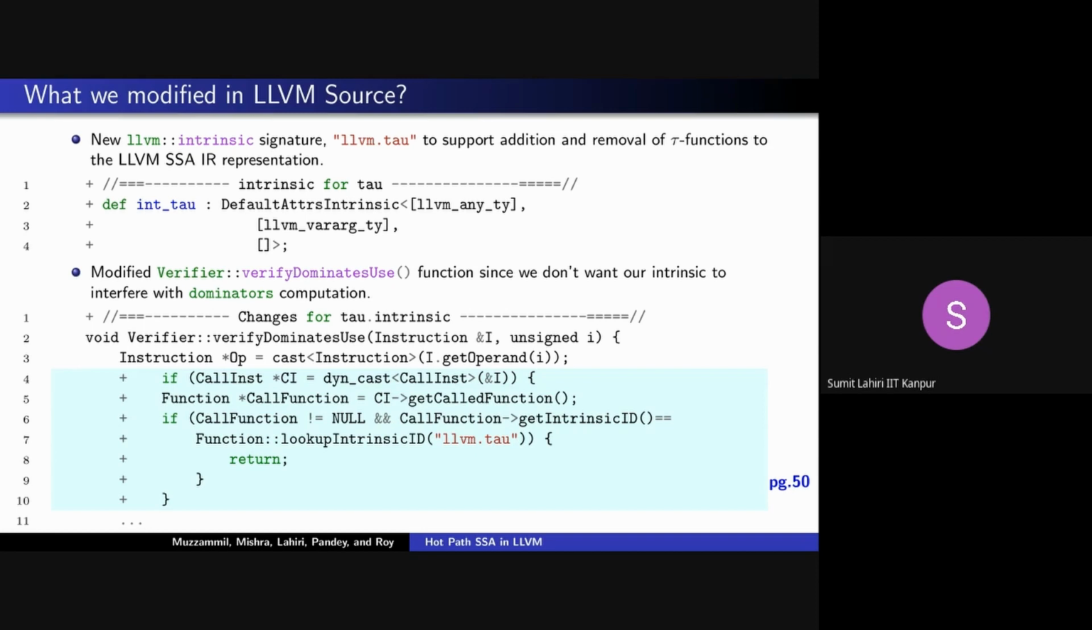tau functions as regular functions, because these would never be used directly to generate code. These will only be used in optimizations, and when optimizations are over, you can convert your HPSSA form program into the regular LLVM SSA form. So I'll discuss how the reversal happens, or how the removal of HPSSA happens.